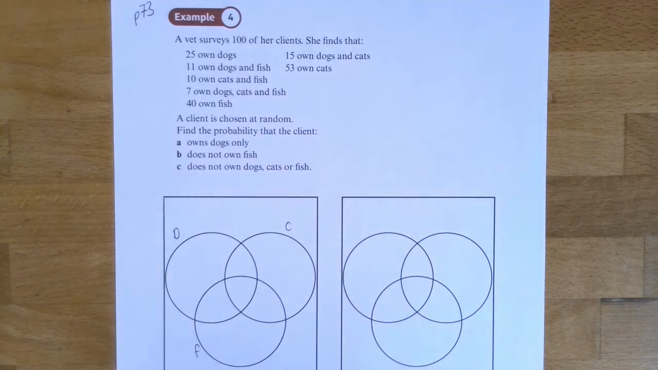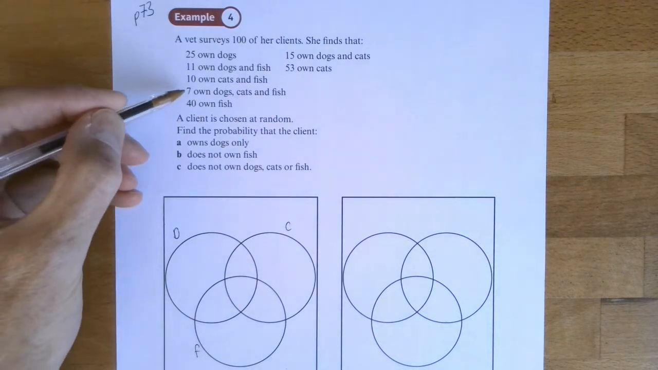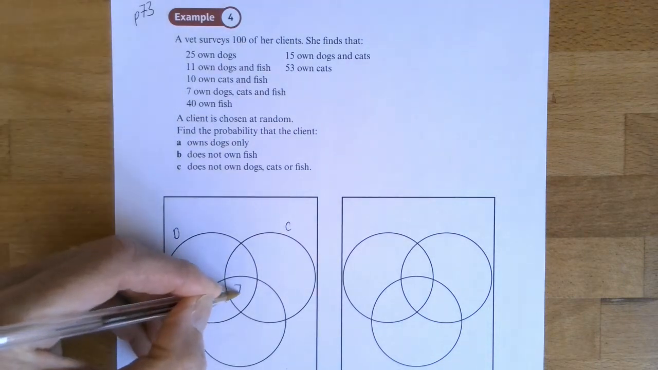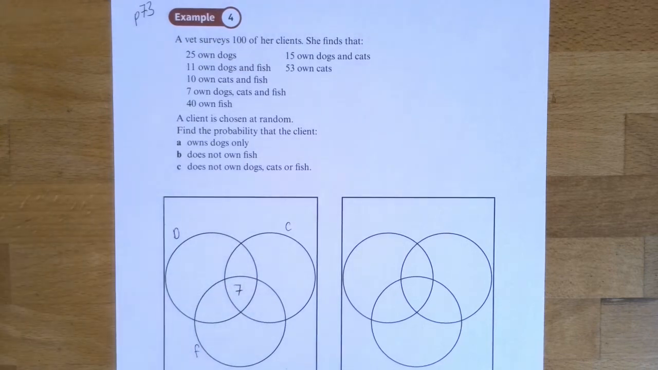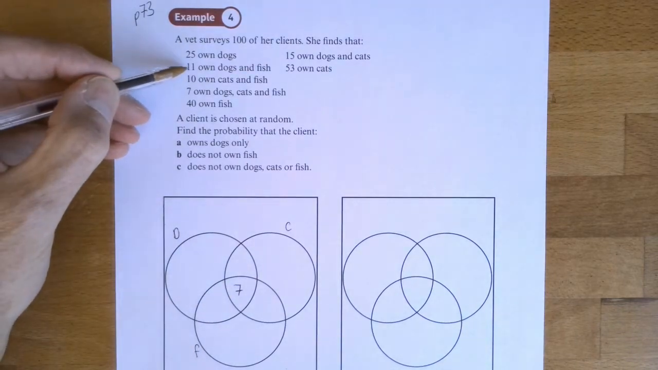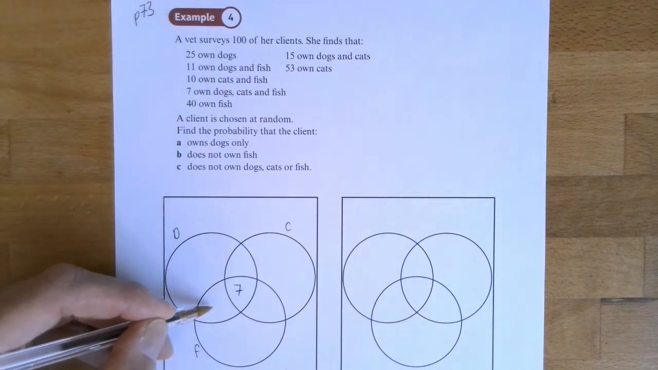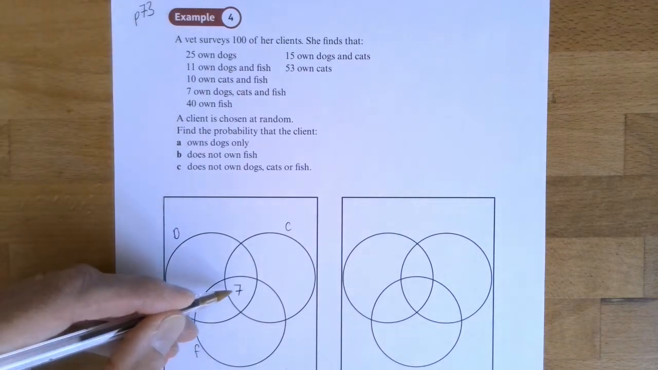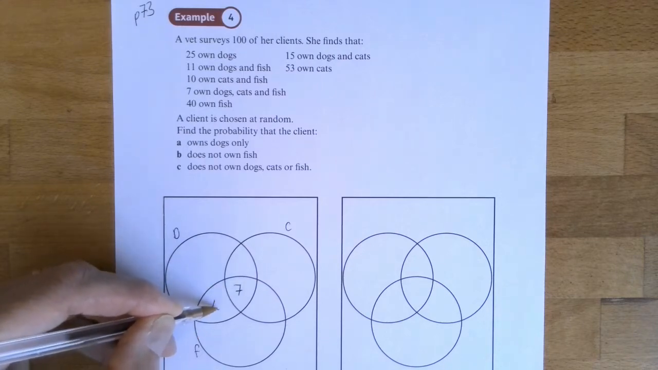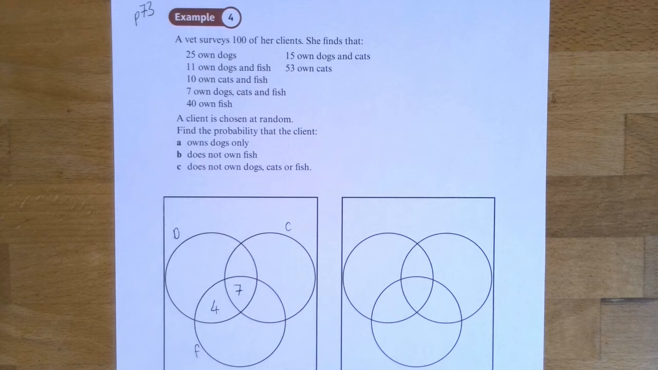My advice would always be start at the middle. So we've got 7 people that own all 3 sorts of pets, and 11 people own dogs and fish. That doesn't mean I've got 11 people there, because that includes the 7 people who have all 3. So that's going to be a 4. So pause the video and see if you can fill it in. Back in a minute.